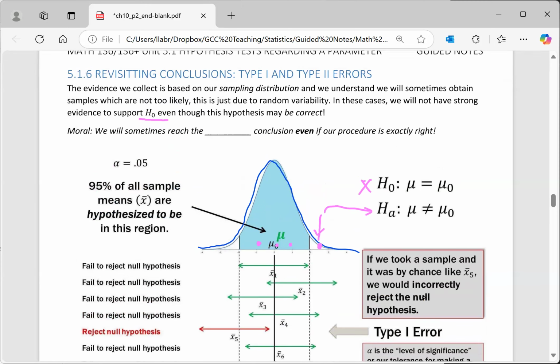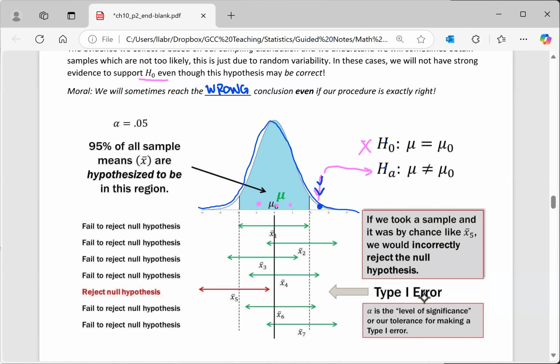So the takeaway from this video is that we will sometimes reach the wrong conclusion, even if everything else goes exactly as planned, right? We set up our null hypothesis. We take a simple random sample, but lo and behold, our simple random sample results in this sample. It's very far away, it lands in the critical region, and therefore we're going to reject the null and support the alternative. This is an example of something called a type 1 error.